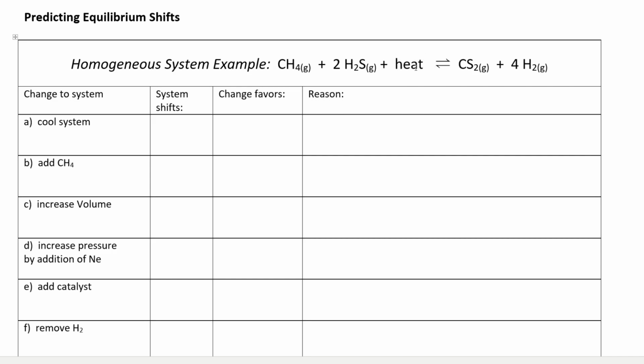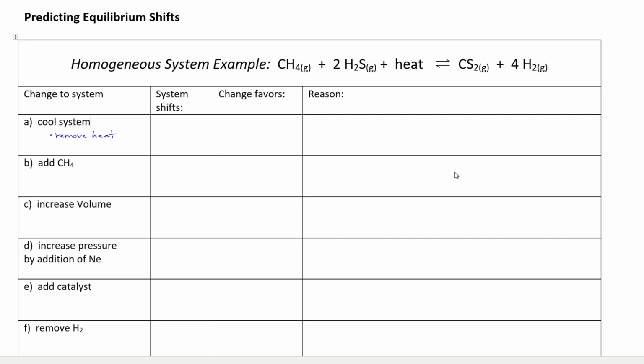Because this is an endothermic reaction, the heat term goes on the reactant side because the reactants absorb heat to form products. The products here are carbon disulfide as a gas and hydrogen as a gas. The first change that's being imposed here is we are cooling the system. So by cooling the system, we are removing heat. Okay, so we're removing heat from the system.